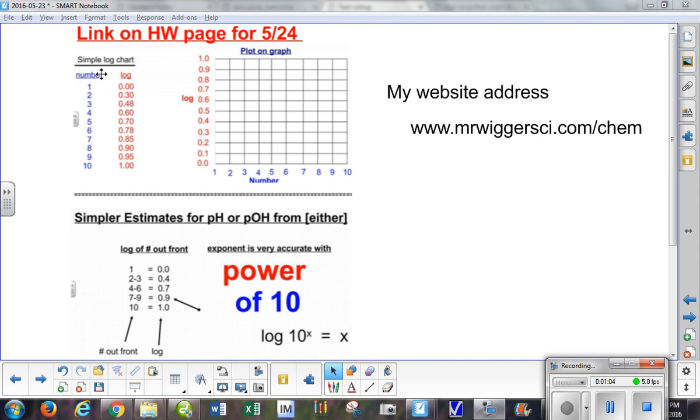So we're going to be referring to this chart a lot, and basically what we had done up to now is we've taken a number and changed it to a log. With antilogs, we're going to take the log and change it back to a number. It's just the reverse process with a couple little things that you need to know along the way.